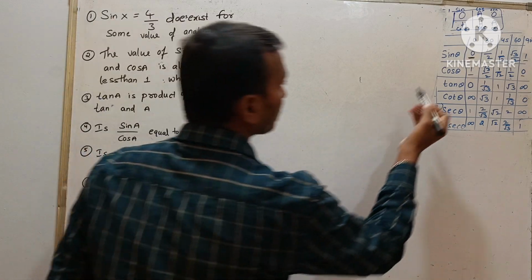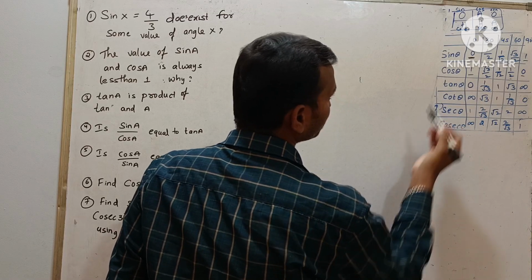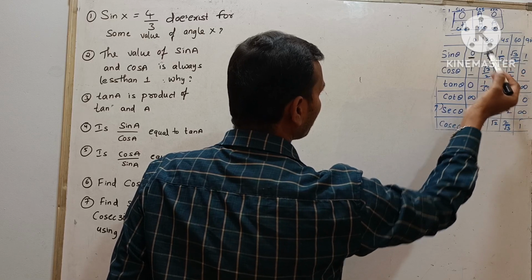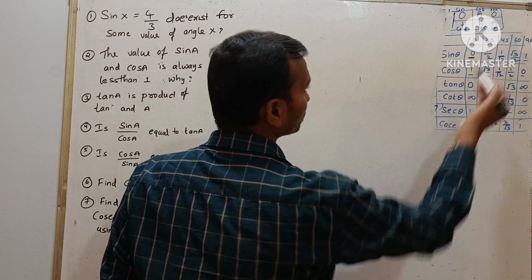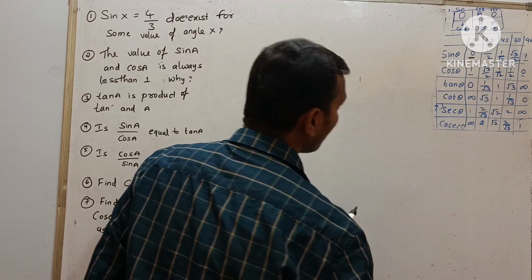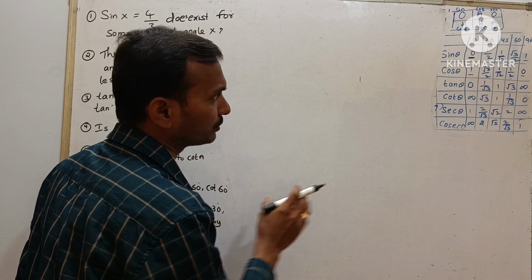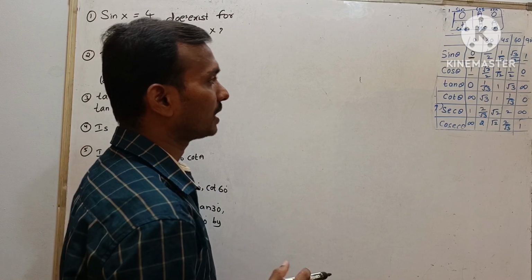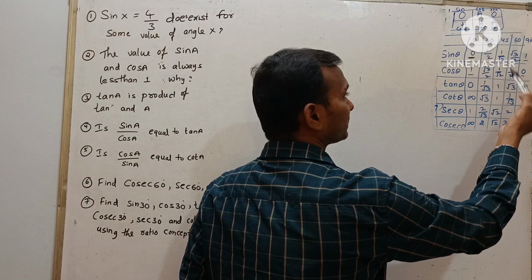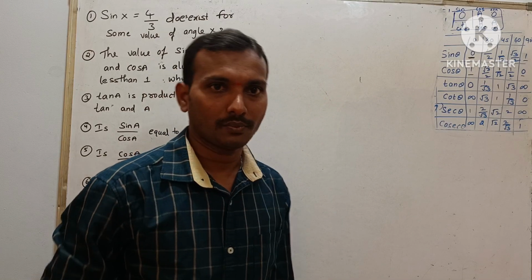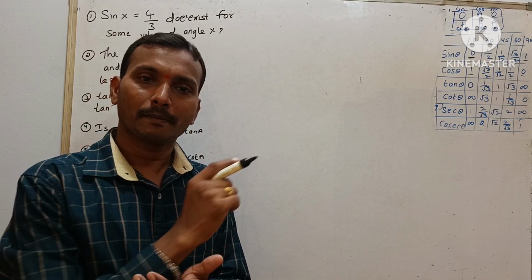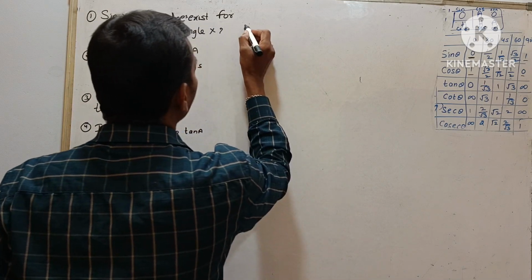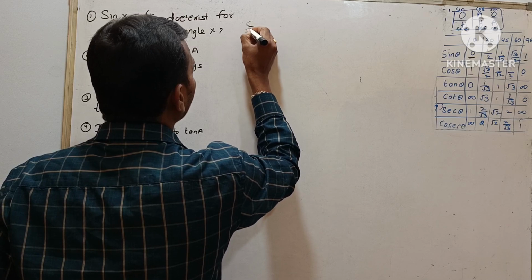So if you observe the sine values and cos values, sine value for sin 0 is 0. Sin 30 is 1 by 2. Sin 45 is 1 by root 2. Sin 60 is root 3 by 2. Sin 90 is 1. If you see the cos values, cos 0 is nothing but 1. Cos 30 is root 3 by 2. Cos 45 is 1 by root 2. Cos 60 is 1 by 2. Cos 90 is 0. So if we observe the values of sine and cos, they always lie between 0 and 1.